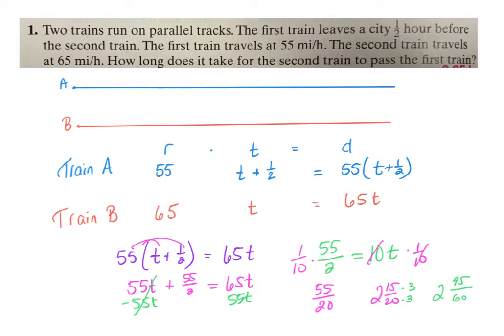So this train here, t, is 2 hours and 45 minutes, right? 2 hours and 45 minutes. Does that make sense? And if you wanted to find this right here, it would be 2 hours and 15 minutes. All right, 2 hours and 15 minutes.